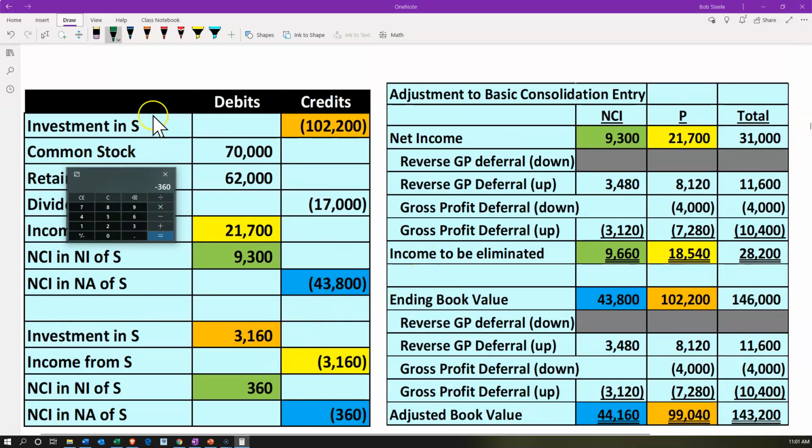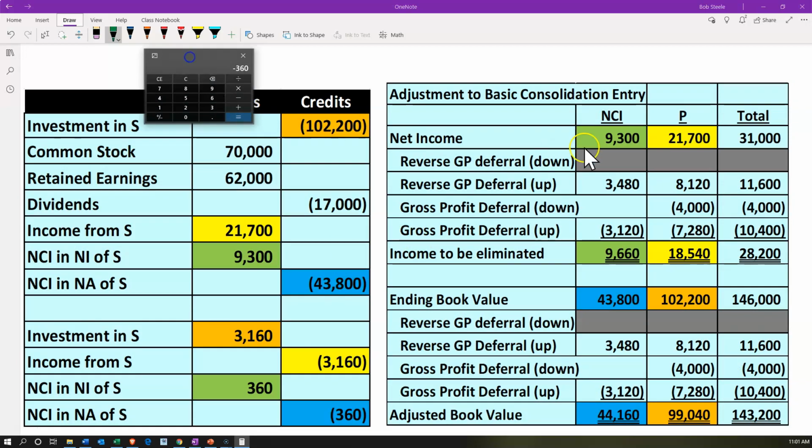So then same thing if we took the 21.7. Here's the 21.7 that we would have originally used. And then we're going to adjust it to 18,540. So that's the 18,540 that we will adjust it to. If I subtract that out, that's going to be the 21.7 minus the 18,540, and that's going to be our adjustment that will make a credit to get to that 18,540, of the 3,180.